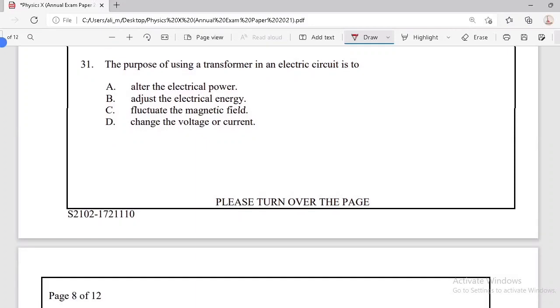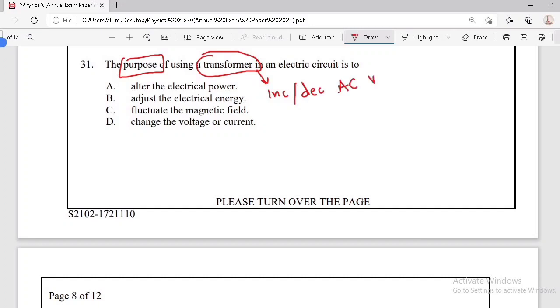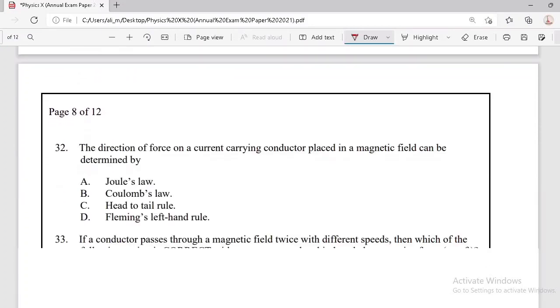Let's see question number 31. The purpose of using a transformer in the circuit is to alter the electrical power, adjust the electrical energy, fluctuate the magnetic field, or change the voltage or current. So a transformer is a device that is used to increase or decrease the AC voltage and AC current. AC voltage and AC current can be increased or decreased with the help of a device that is known as a transformer. So option D is the right answer for question number 31.